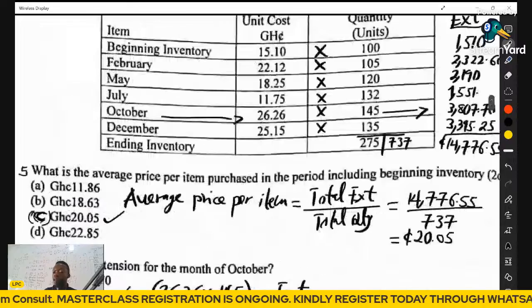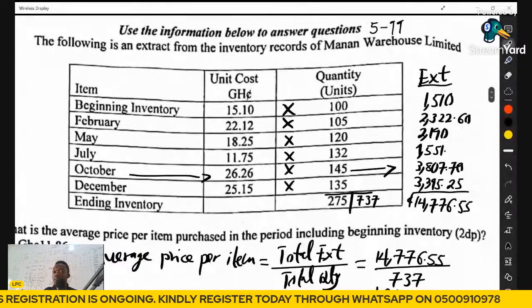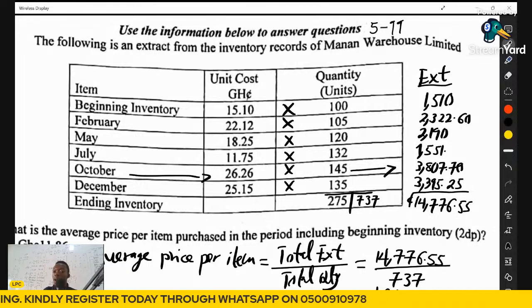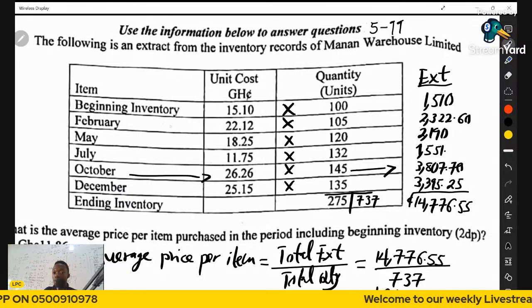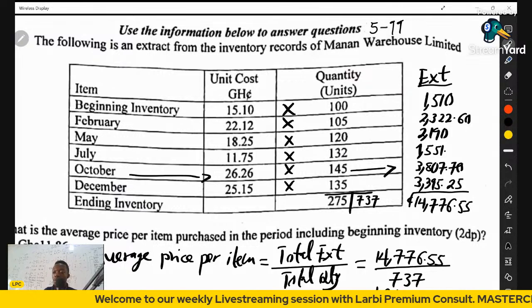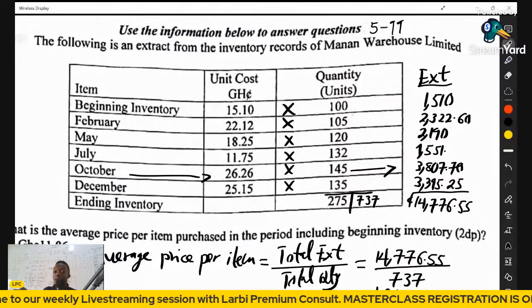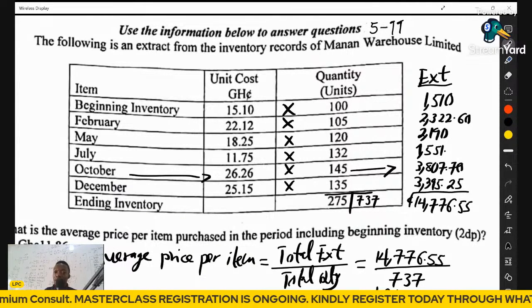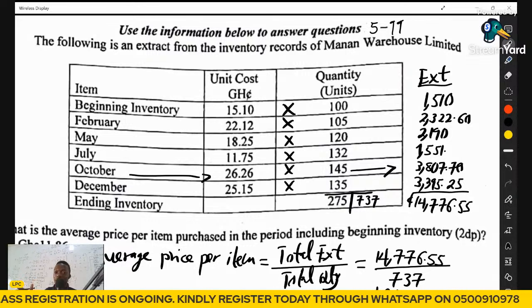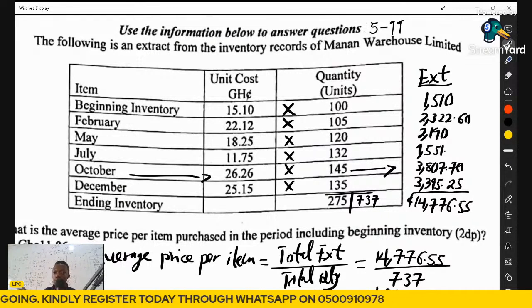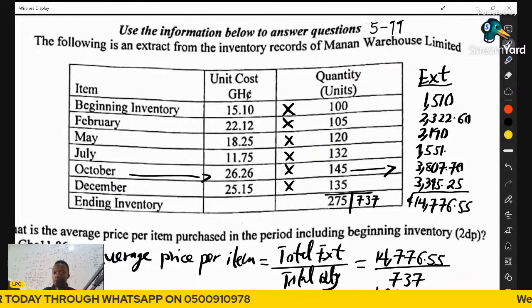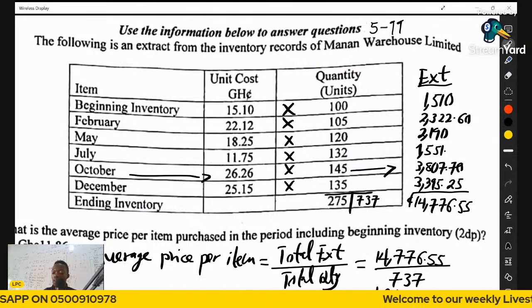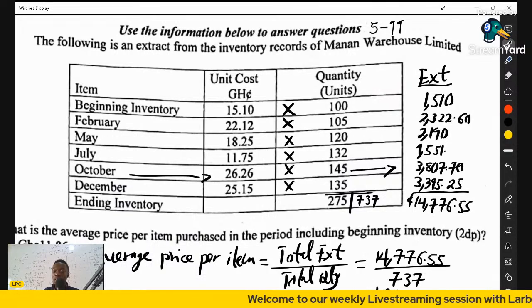So when we come back to our table, we ask which inventory has been in the company or warehouse for quite a period. We start by looking at the beginning inventory. The beginning inventory has been in the warehouse the longest. So if you are issuing, the beginning inventory should go out first, followed by February, followed by May, July, till all of them are issued out from stock. This is what we call the first in, first out method. Whatever came in first should go out first. Let's take note of that.